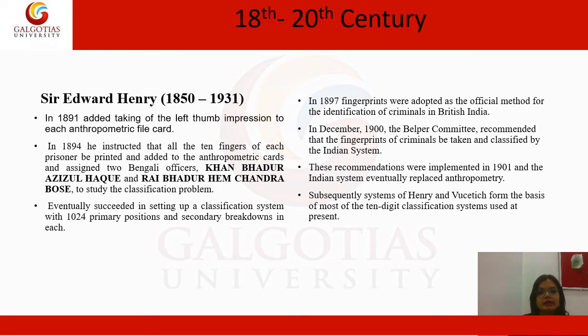In 1891, he added the taking of the left thumb impression to each anthropometric file card. Then, in 1894, in India, he instructed that all 10 fingers of each person be printed and added to the anthropometric card. For that work, he assigned two Bengali officers, Khan Bahadur Azizul Haque and Rai Bahadur Hem Chandra Bose, and told them to study the classification problem. Eventually, they succeeded in setting up a classification system with 1024 primary positions and secondary breakdowns in each. Then in 1897, fingerprints were adopted as the official method for the identification of criminals in British India, as he was working in India at that time.